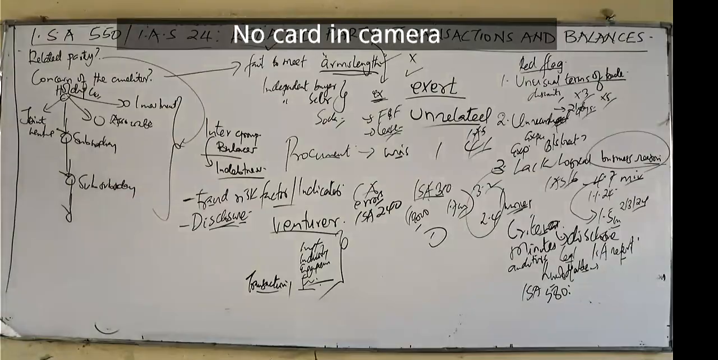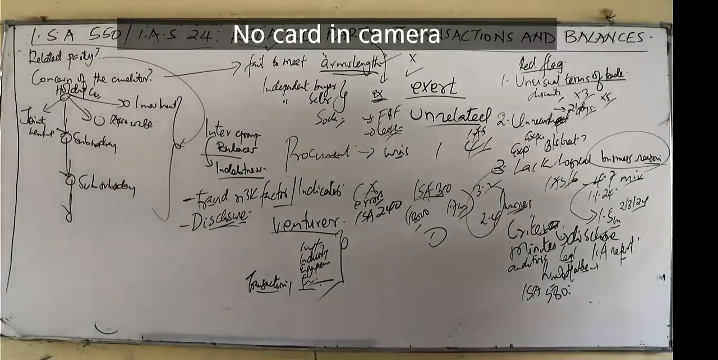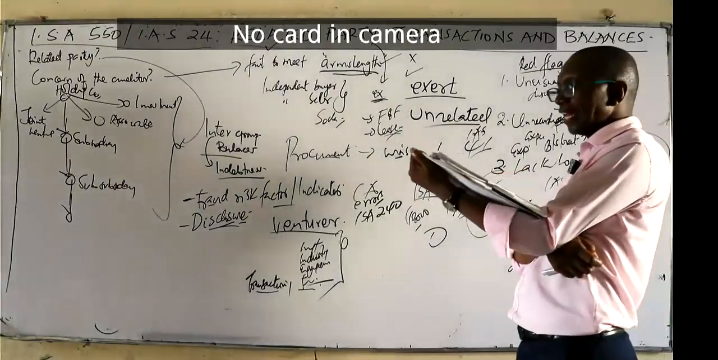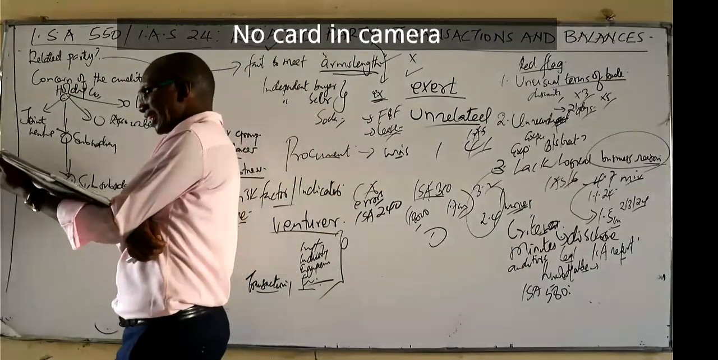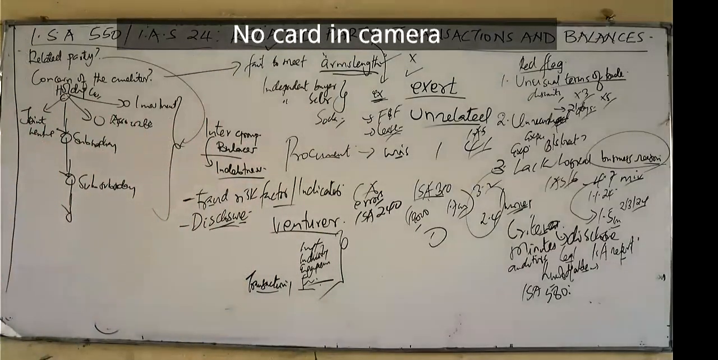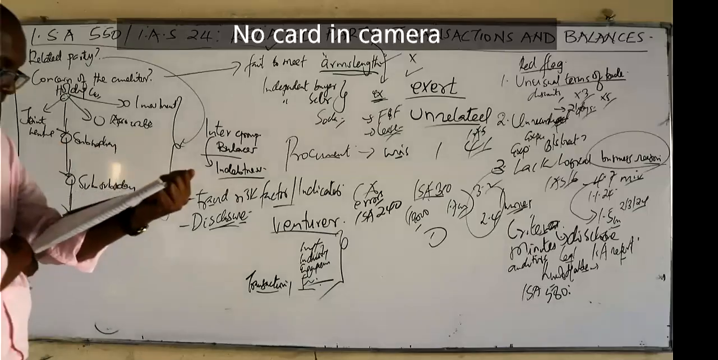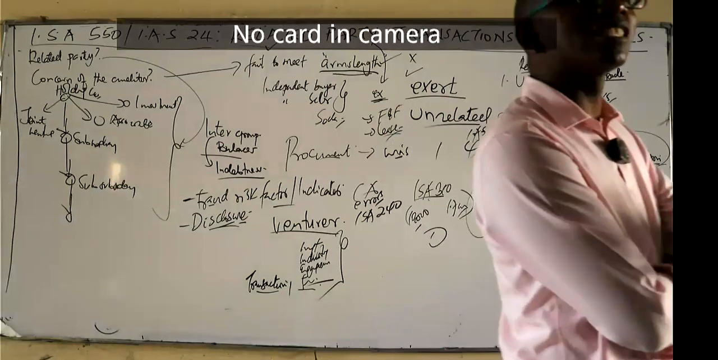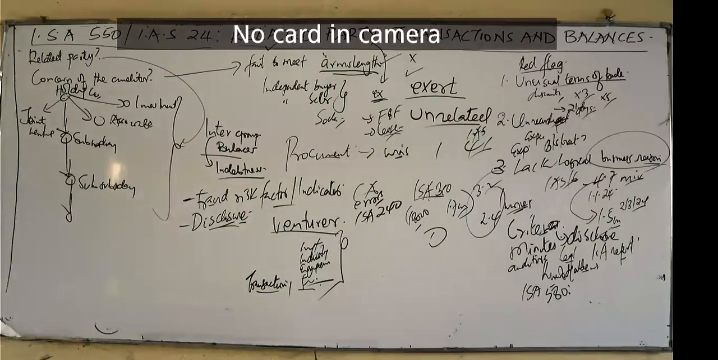Number two, review the minutes of the meetings of shareholders and directors and other relevant statutory documents. If you are asked about statutory books of accounts, which ones do you give examples of?